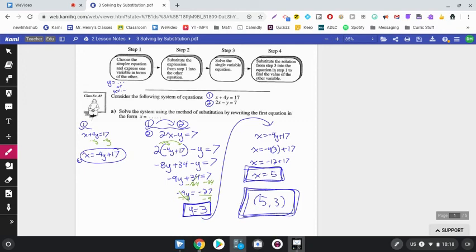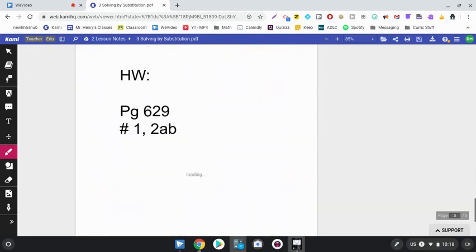So time for some homework. 1 and 2AB on page 629. And that is it for today.